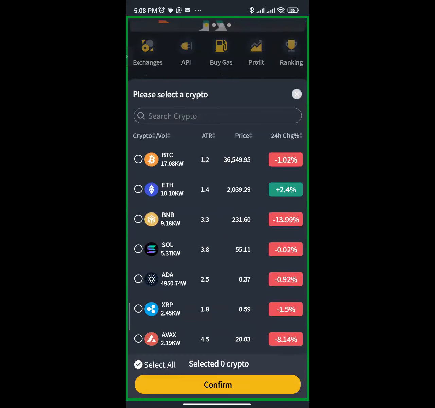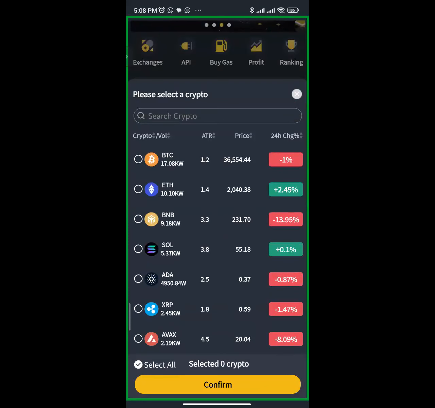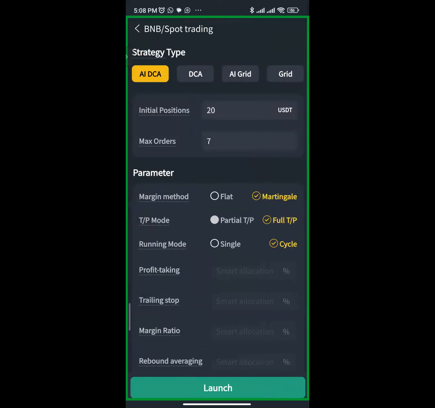grid systems. I'll be breaking down the grid systems for us so we can understand the AI DCA and the AI grid. So let me tap on, for example, the only way to do that is I tap on one of the coins. All right, I tap on one of the coins.